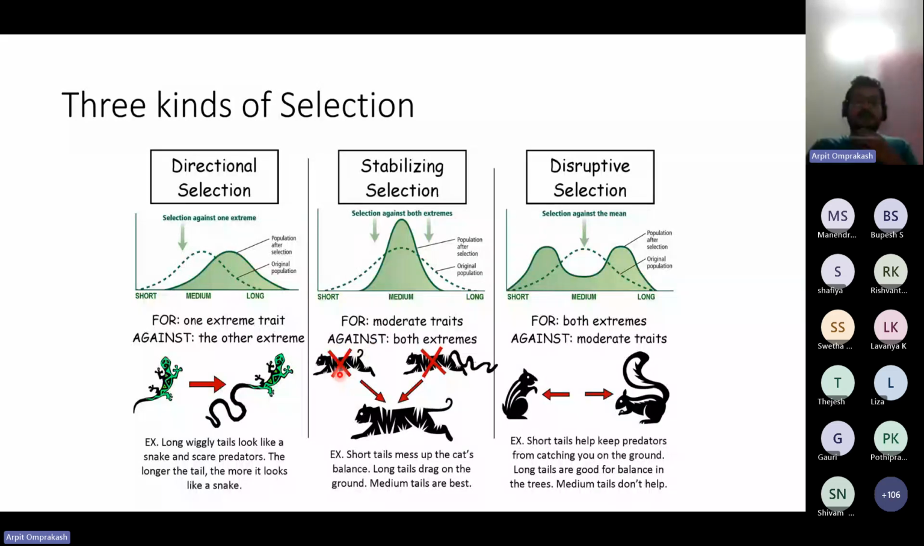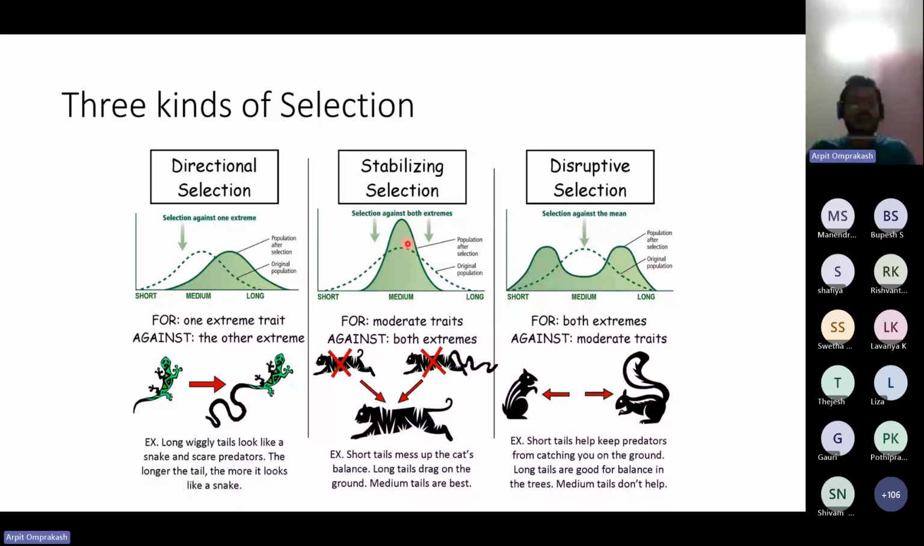Okay. But if cats have very long tails, then they are dragging on the ground and it uses a lot of energy to maintain that. So cats that have very long tails do not survive, and cats that have very short tails also do not survive. So cats that have a medium size of tails tend to survive better. And that's why the cats that have shorter or longer tails tend to die off, whereas the cats that have a medium length of tail tend to increase in number.